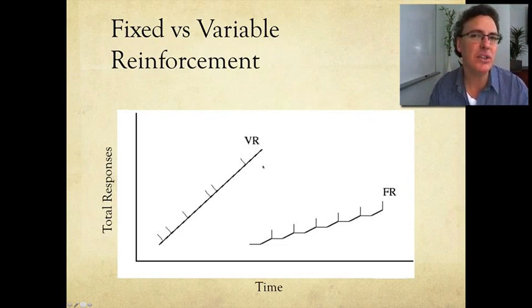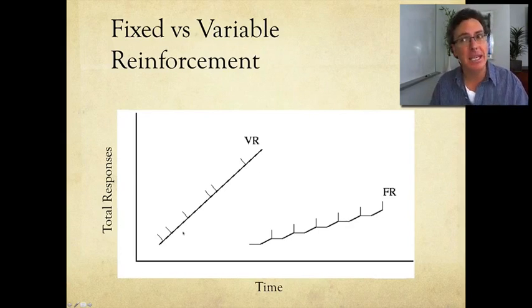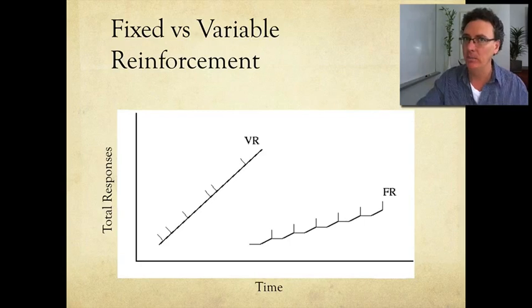But if instead you use that variable ratio, and so maybe it's on average every 10 presses, but again we could say, but it could only be 2 presses, and it could only be 18 presses.